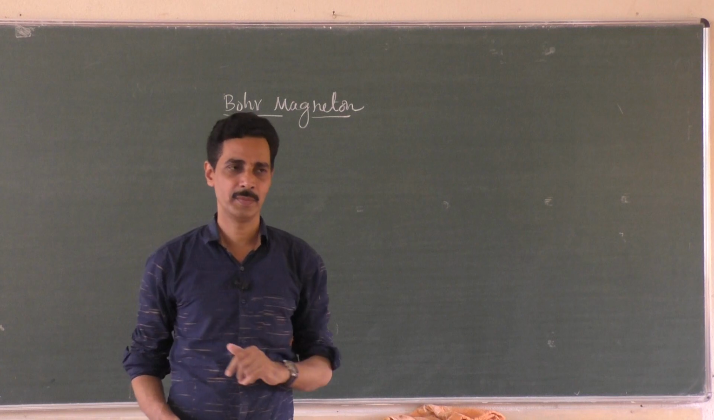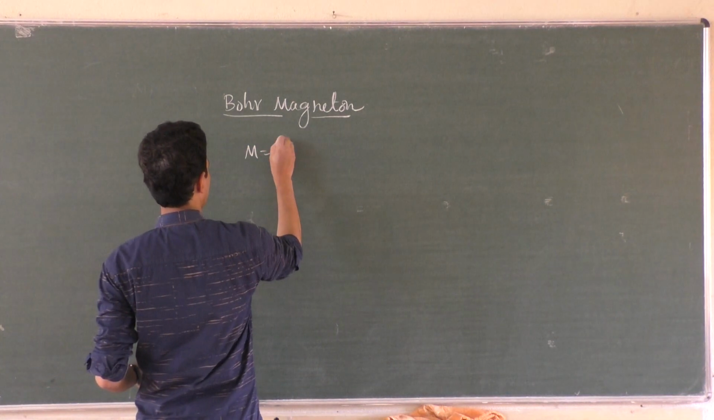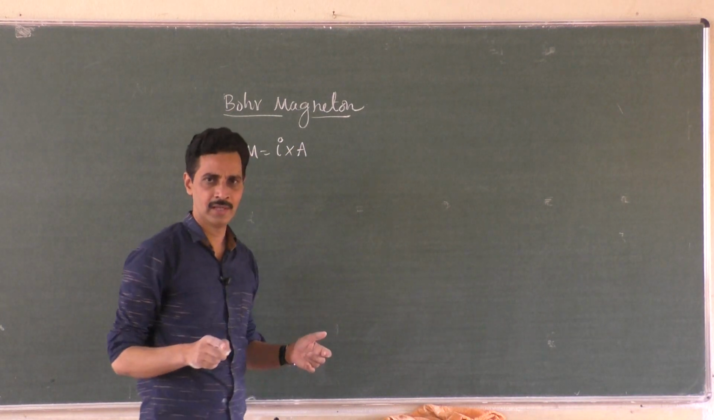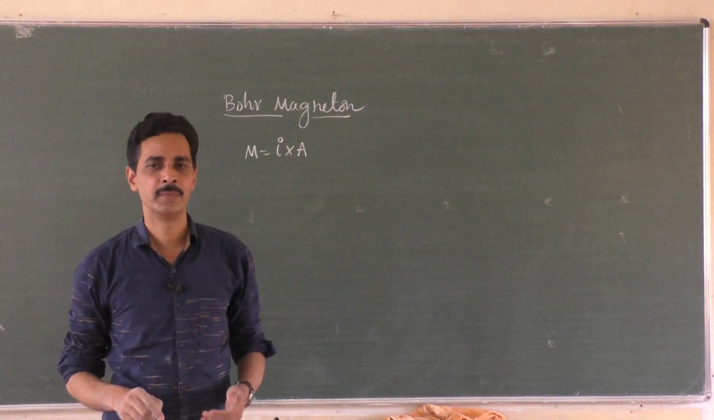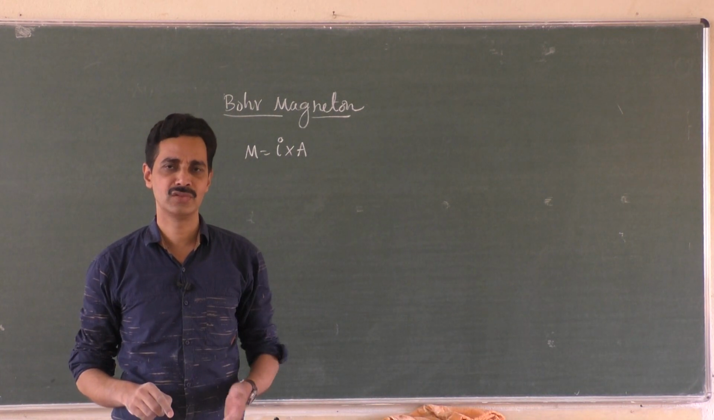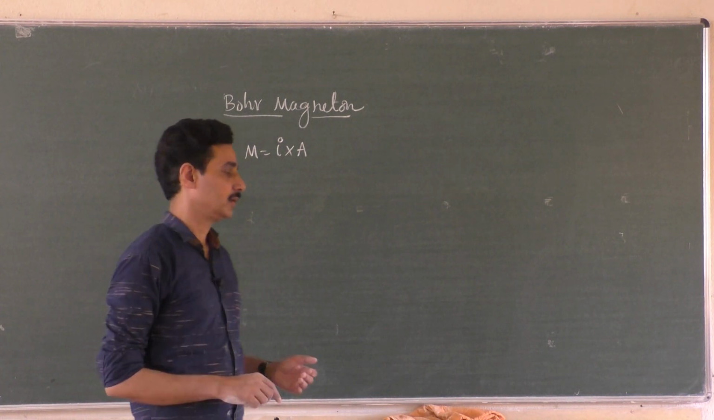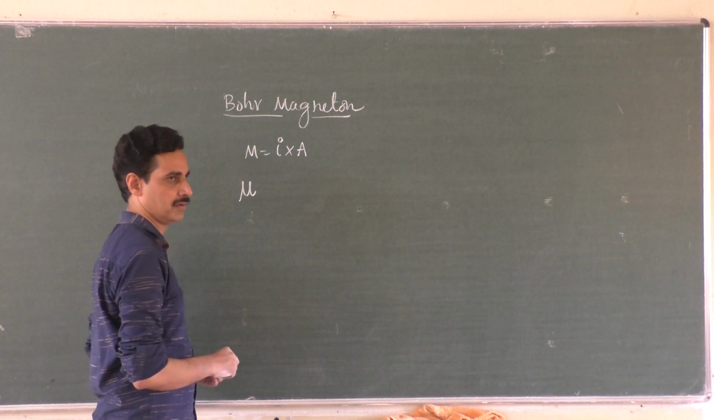What is magnetic moment? Magnetic moment is the product of current produced into area of the loop. If you are applying it to a circular wire, circular loop, we define magnetic moment as the product of current into area. But when it comes to the question of an electron, we change the symbol. We write mu, magnetic moment of an electron.